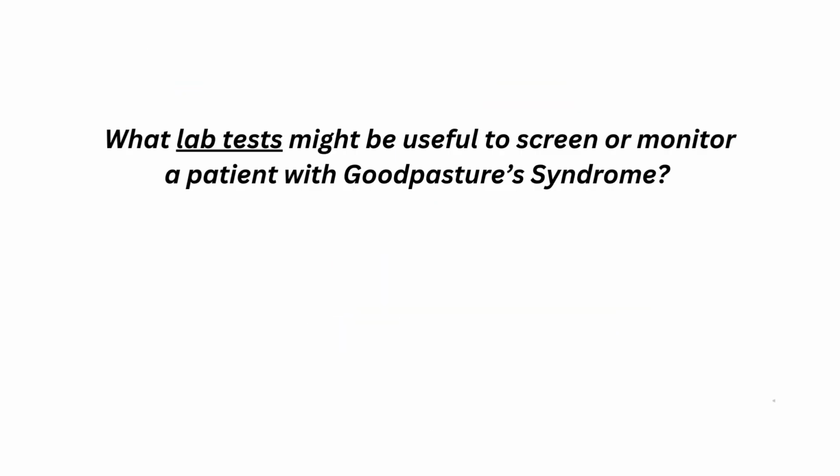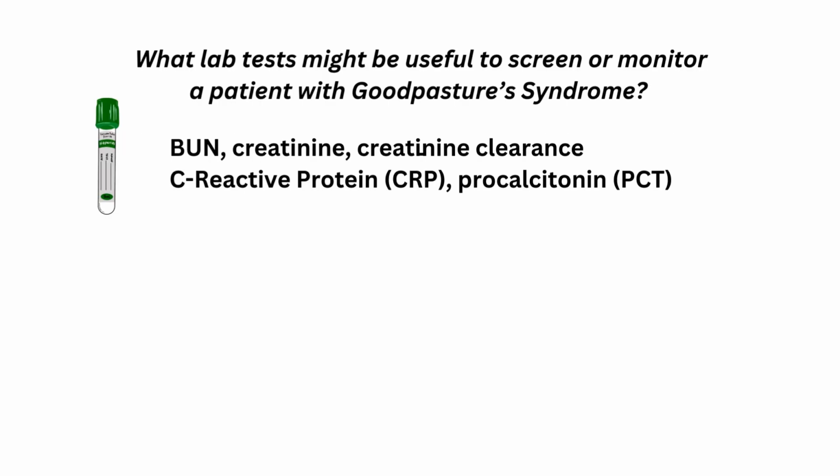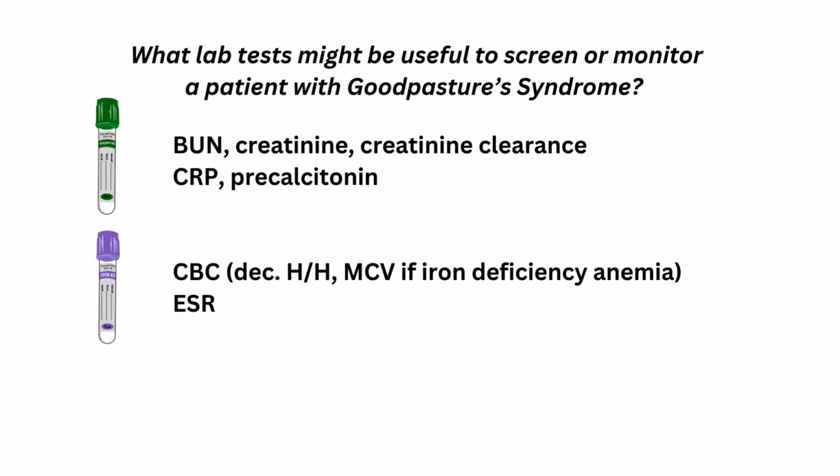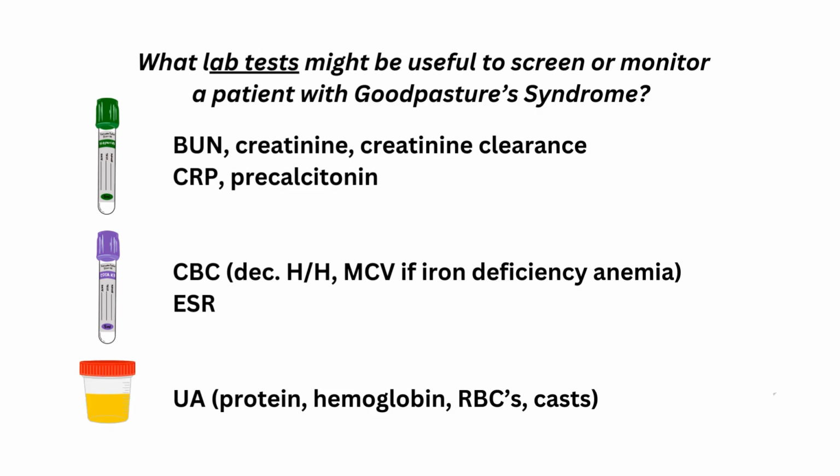What lab tests might be useful to screen or monitor a patient with Goodpasture syndrome? Renal function tests, acute phase reactants to monitor inflammation, CBC to screen for iron deficiency anemia if there's significant pulmonary hemorrhaging, SED rate to monitor inflammation, urinalysis to check for signs of glomerular nephritis.